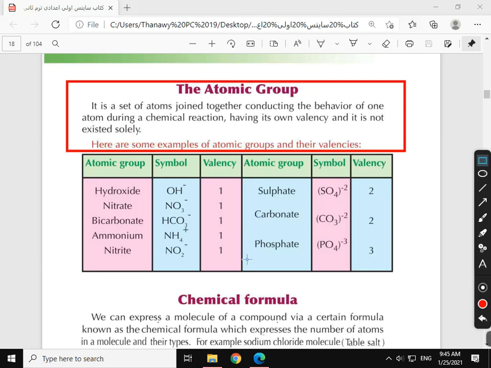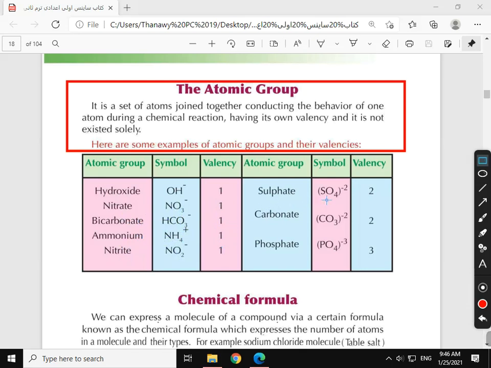The table represents some atomic groups. You must keep these atomic groups. Hydroxide OH, its valency is 1, or monovalent. Nitrate NO3, monovalent. Bicarbonate HCO3, monovalent. Ammonium NH4, monovalent. Nitrite NO2, monovalent.